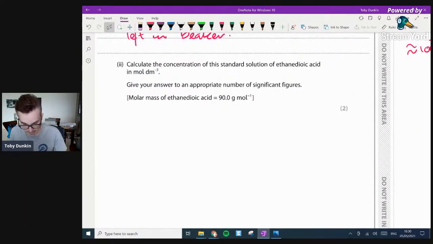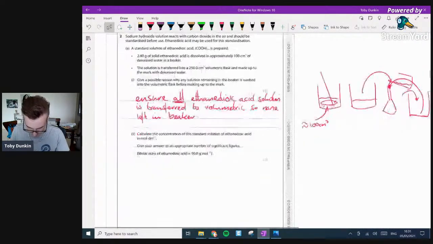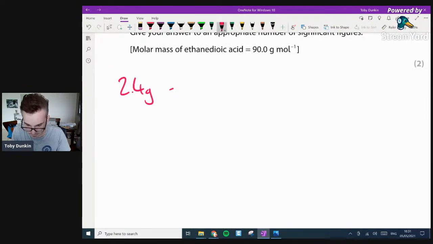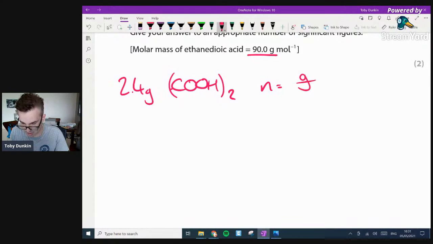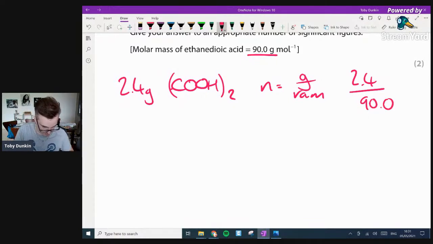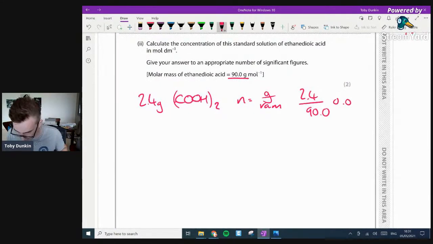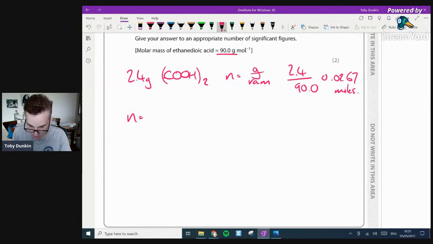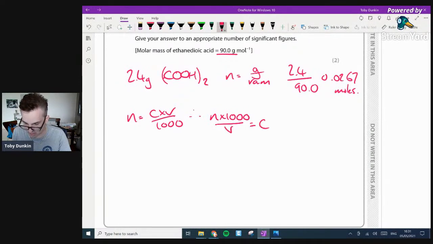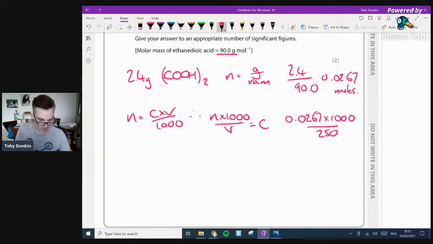Calculate the concentration of the standard solution of ethane dioic acid in moles per dm cubed. Okay, so first thing is we did 2.4 grams of ethane dioic acid. It's given us the Mr, that's nice of them. So number of moles is grams over Mr. So I've got 2.4 grams over 90.0. First calculation, 2.4 over 90, nice and easy. So 0.0267 moles. Right, okay, next that goes into 250 centimeters cubed. Number of moles is C times V over 1,000, but I'm after concentration in this particular case, so reorganize it. Number of moles times 1,000 over the volume will give me concentration. Moles is 0.0267 multiplied by 1,000 all over 250, the volume of a volumetric flask.